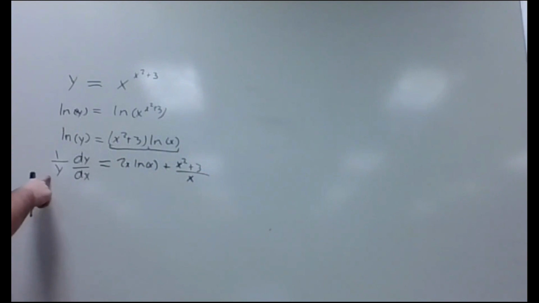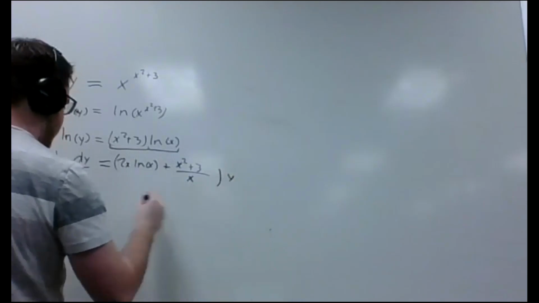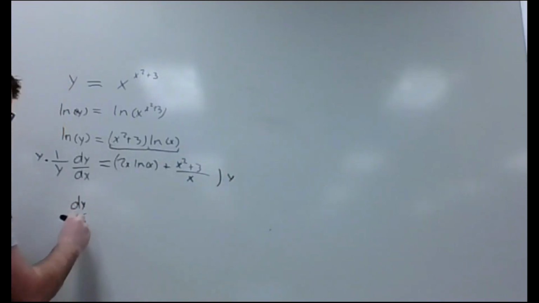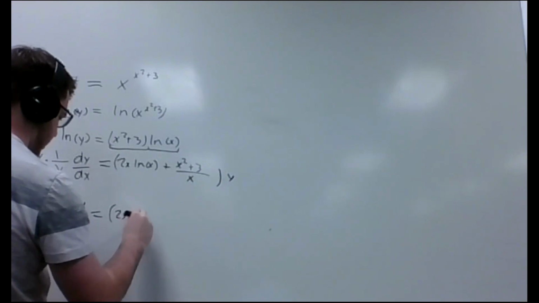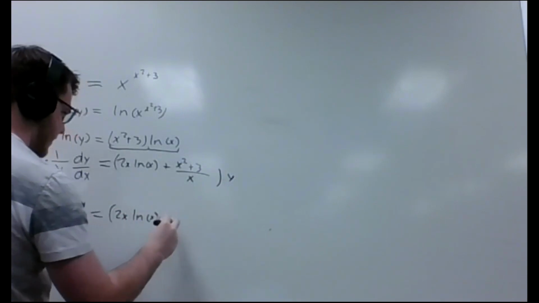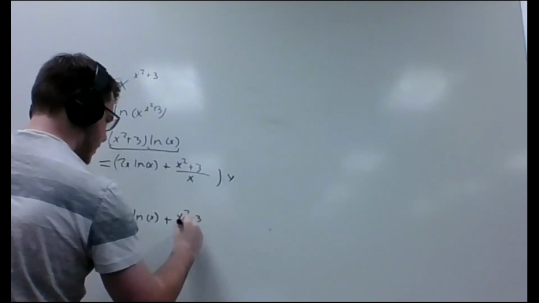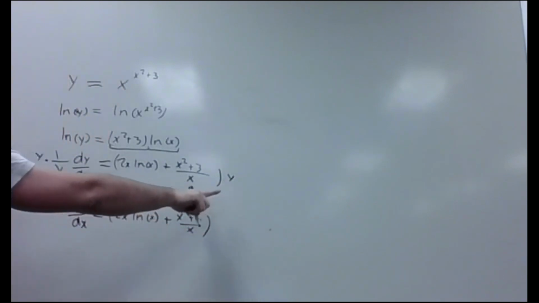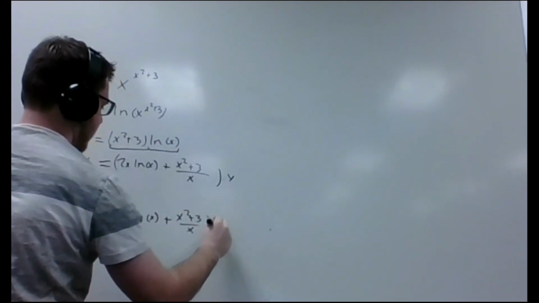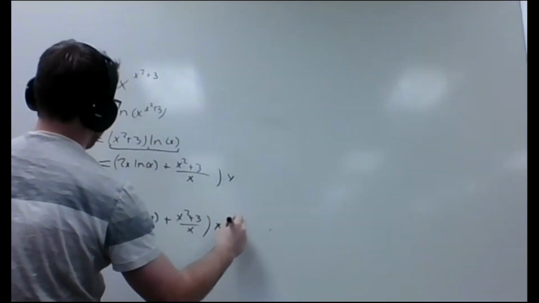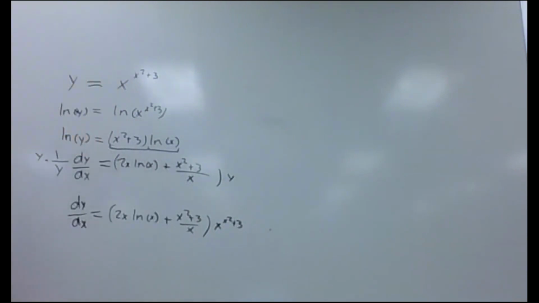And then we simply multiply by y to get our dy dx by itself: 2x ln x plus the rest. And we will change this y back into our original function, because we know what y is, and that would be our derivative. So this is also kind of useful to remember for this test. The ln tricks are kind of useful.